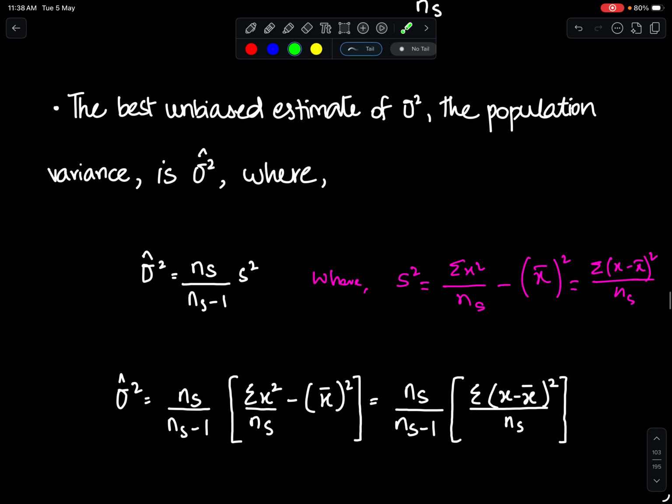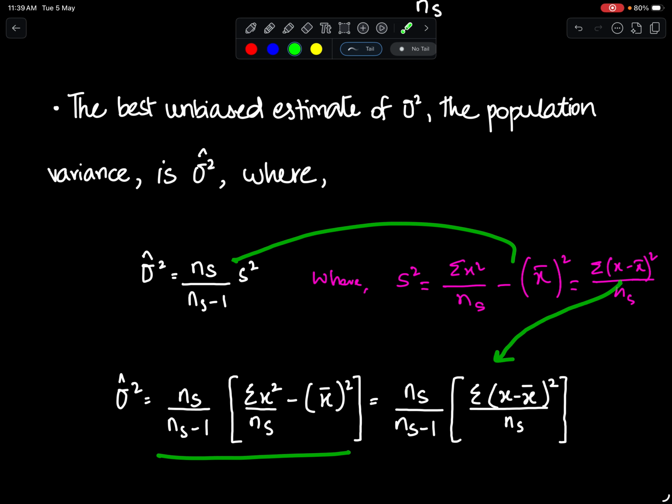Unbiased estimate of population variance, sigma cap square, is n_s over n_s minus 1 times s square, the sample variance square. Both formulas for s square are given in MF19. So if we substitute this formula here, we will get this formula and this formula.